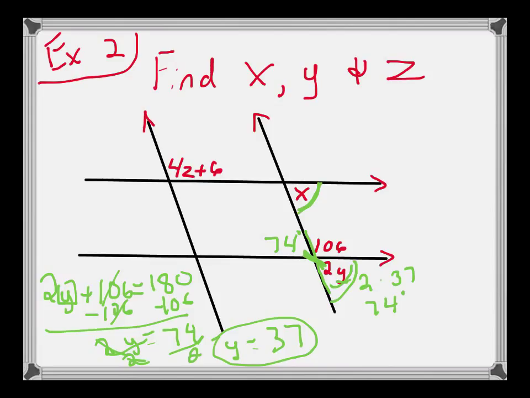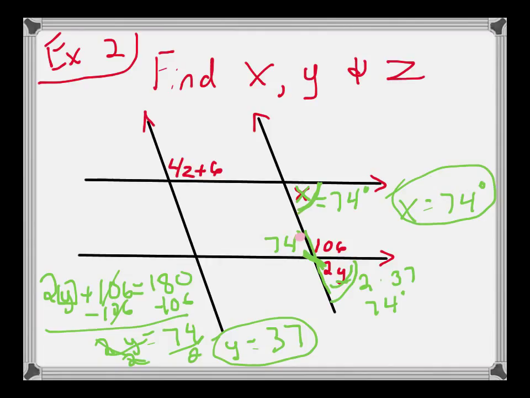Now, inside the parallel lines, if I cross the transversal and stay interior inside, guess what? x is also going to be 74 degrees. Now, the thing about it is, x is just x. So, we already found x. x equals 74 degrees. Now, last but not least, we got to figure out z. z might take a little bit of planning.